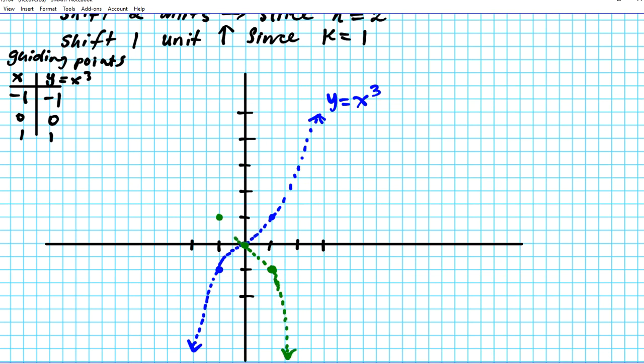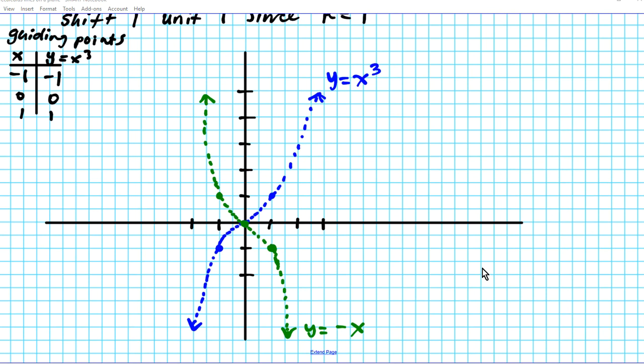Like that. It is now decreasing. The original one was increasing, but this is now decreasing. And this is y equals negative x to the third. So this is the reflected one, negative x to the third.